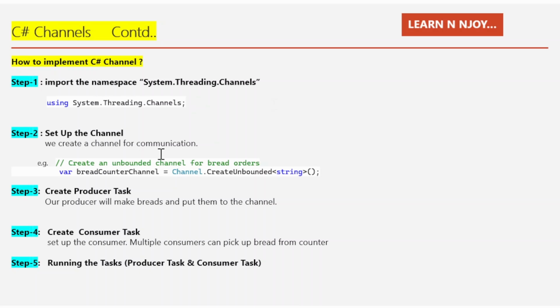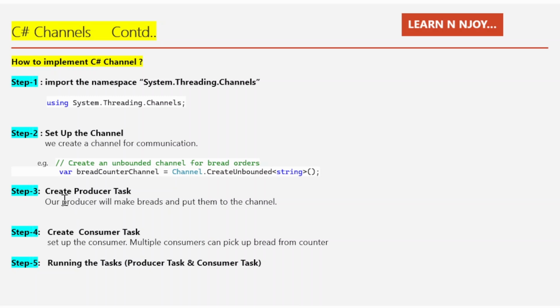Step number 2, set up the channel. As a part of this step, we create a channel for communication. How do we create the channel instance? It's very simple. We write something like this, where breadCounterChannel is equal to Channel.CreateUnbounded<string>. So here we are creating a channel instance that acts like a communication pipeline between producer and consumers. And here if you notice, I have used the CreateUnbounded method. This method will create a channel without size limits. It means it can hold as many messages as needed until they are read. Okay, so this is step number 2.